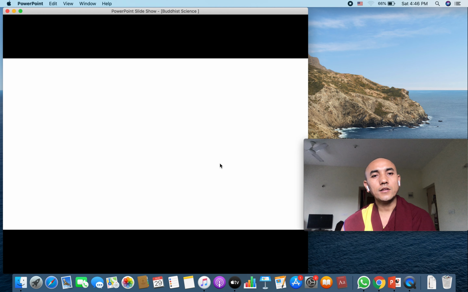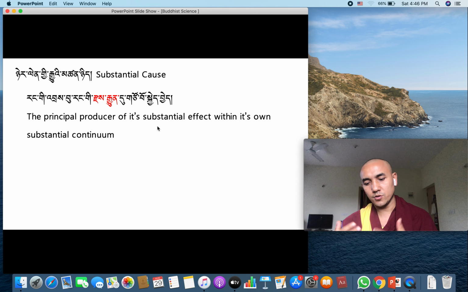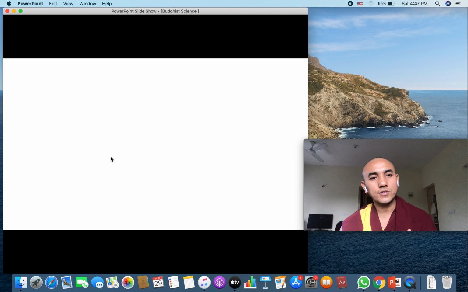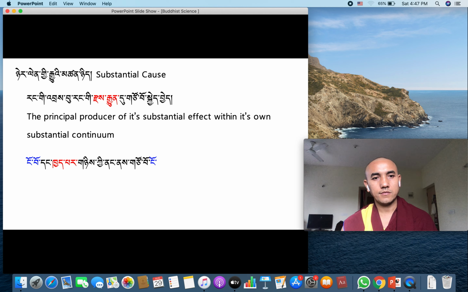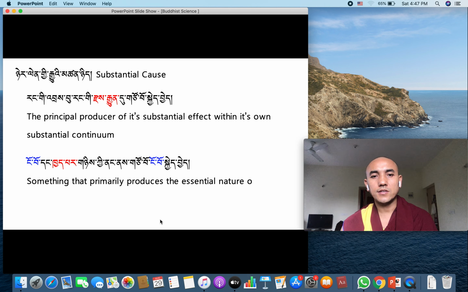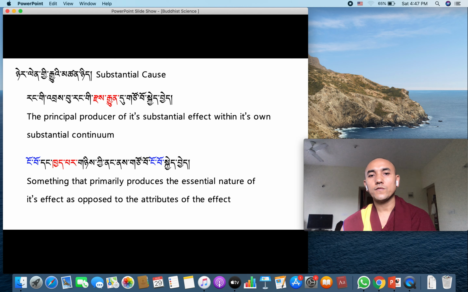So if we look at the substantial cause, what is the meaning of substantial cause? There are two ways of giving definitions. The first definition is the principal producer of its substantial effect within its own substantial continuum. And another definition is something that primarily produces the essential nature of its effect as opposed to the attributes of the effect.